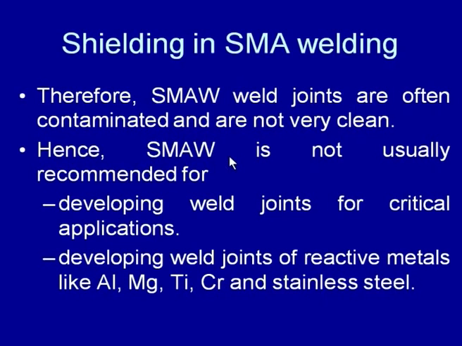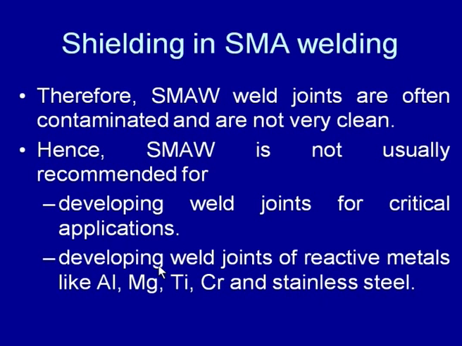Hence, the SMAW welding process is not usually recommended for developing weld joints for critical applications, since the weld joints are produced under conditions which are not very effective in protecting the weld pool from atmospheric contamination. That is why invariably the weld joint is not very clean, which in turn decreases its mechanical performance, and that is why these are not recommended for critical applications.